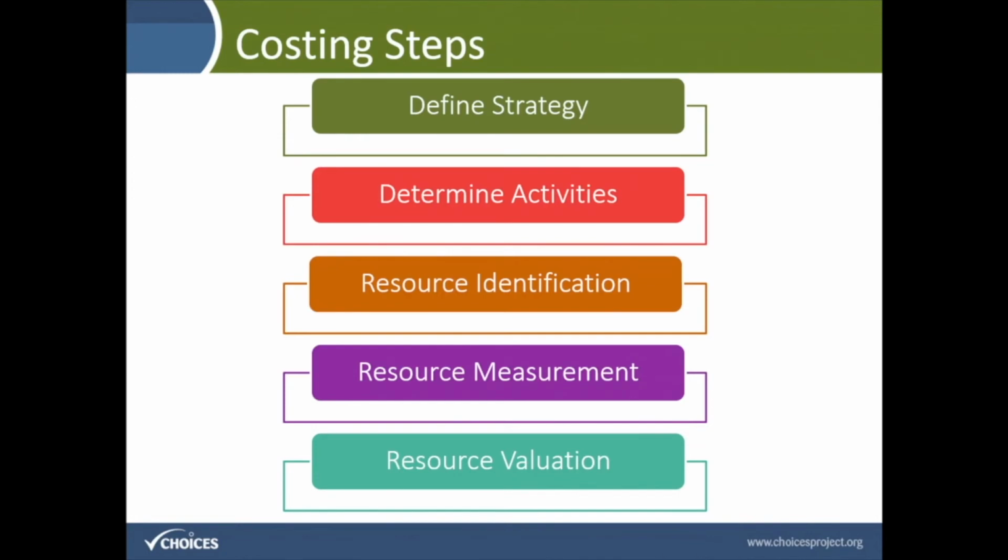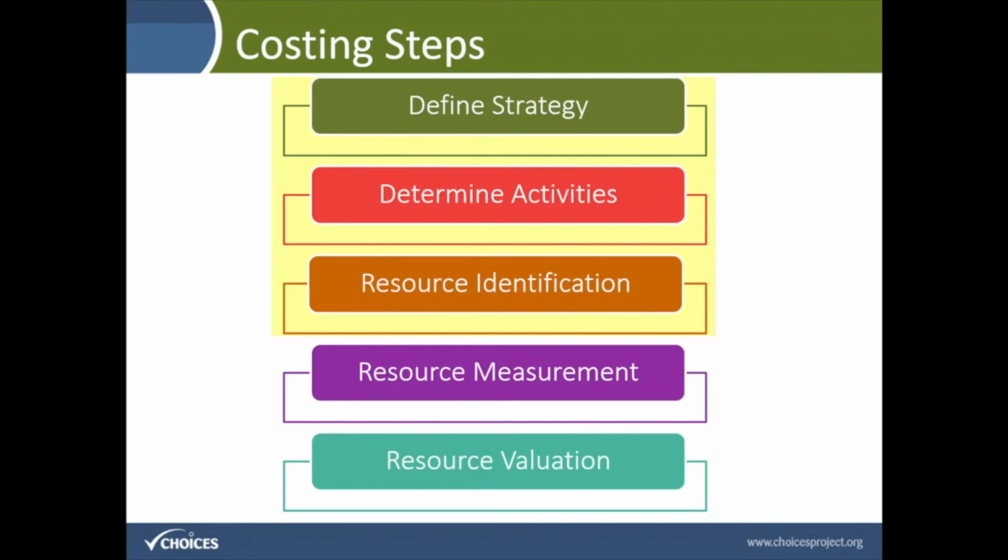Let's now take a look at the methods CHOICES would use to determine how much it would cost to implement a particular strategy in a given state or city. Our costing steps begin by defining what the strategy is, and then once the strategy is defined, we dive into determining what activities and resources are needed to make the strategy happen. For this example, we'll just focus on defining the strategy and determining the activities and identifying which resources are needed.